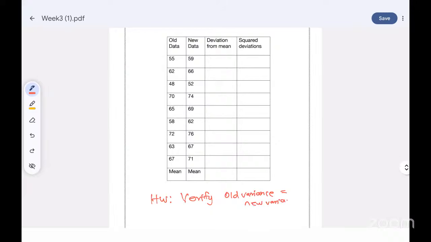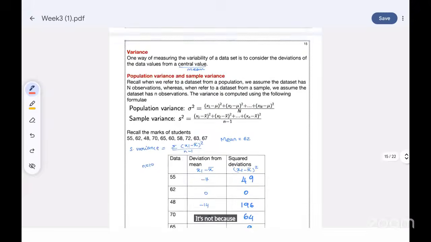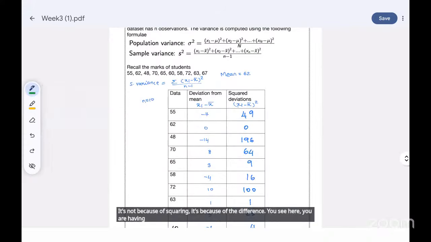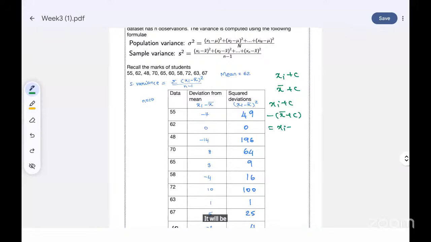Ma'am, is it because of squaring? It's not because of squaring, it's because of the difference. You see here, you have xi minus x bar, right? Suppose you are adding c, then your x bar will also become x bar plus c. So what will happen to xi plus c minus x bar plus c? It will simply be xi minus x bar again. Understood, thank you.